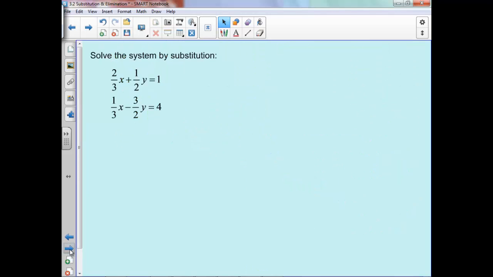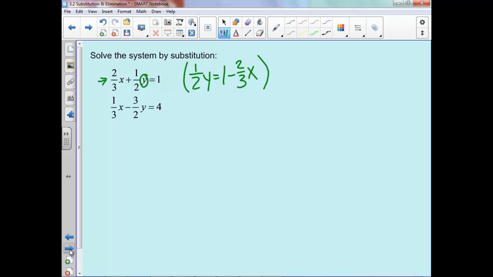So, same idea, solving by substitution. Notice there isn't an easy variable to get by itself right now, so we can just pick one. I'm going to just go with this equation and get our y by itself. So, we'll have 1/2 y equals 1 minus 2/3 x. And now we don't want that half, so we can multiply everything by 2.